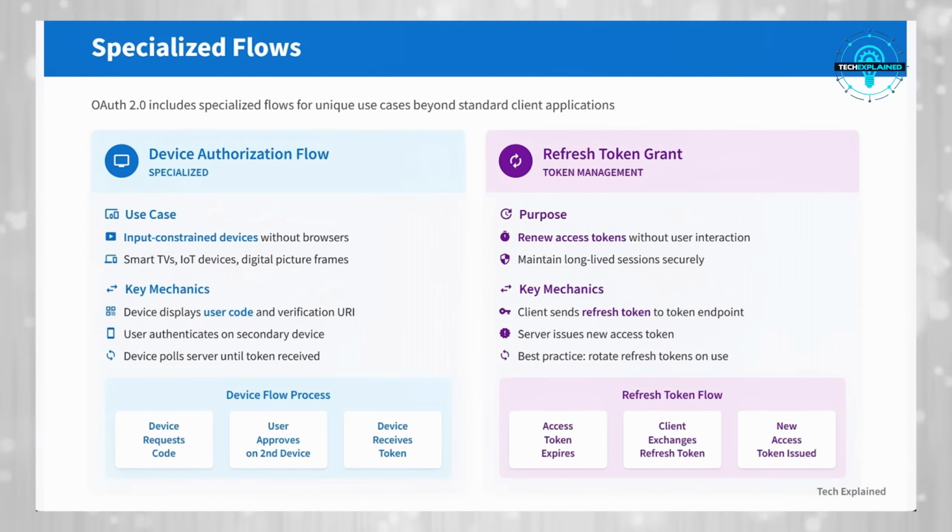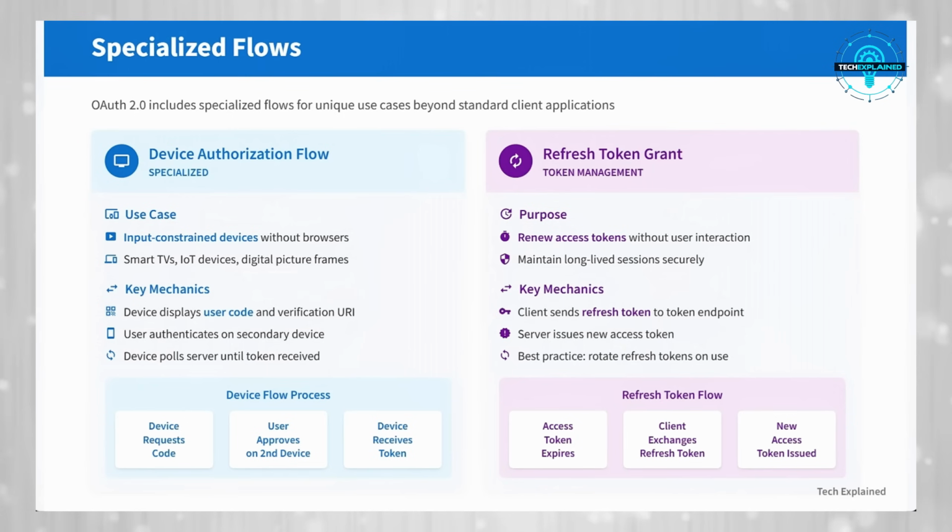Beyond the main grant types, OAuth 2.0 includes specialized flows for unique use cases. The device authorization flow is designed for input-constrained devices that lack a browser or an easy way to enter text, like smart TVs, IoT devices, or digital picture frames. Think about trying to log in to Netflix on your smart TV. Typing a complex password with a remote control would be frustrating.